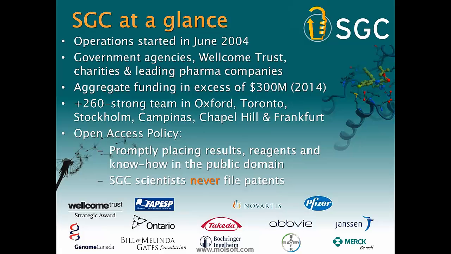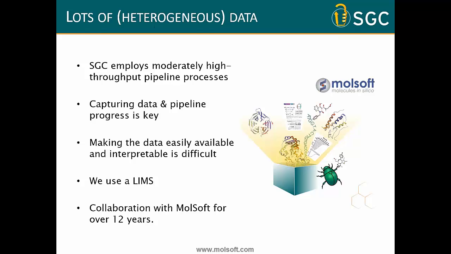And as I said up front, everything we do is in the open. We put out all our results, our reagents, and our know-how in the public domain straight away, and we never file for any patents. So as you can imagine from the sorts of science that we do, we have a very broad range of data types or things that we do or things that we make or data that we generate. And many of the workflows that we have are moderately high throughput.